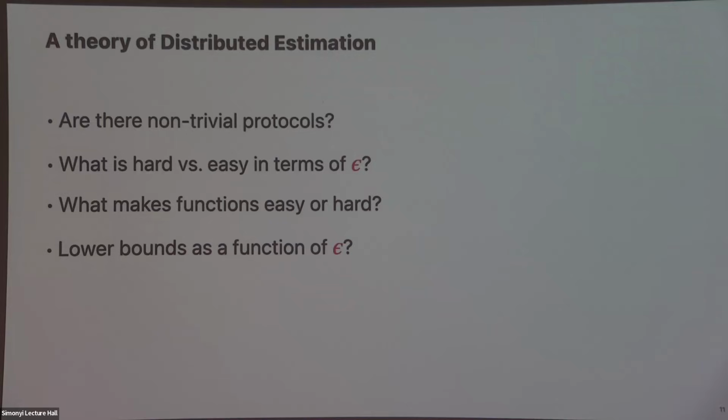Then once you've decided what is hard and easy, you can ask what makes functions easy or hard? Is it some property of functions you are familiar with from Yao's model, or is this something new? And finally, since epsilon is the new parameter here, how do you even show lower bounds as a function of epsilon? So these are the questions that we're going to address in this talk. Okay, let's start with upper bounds.